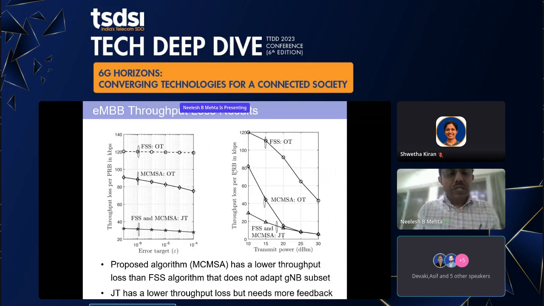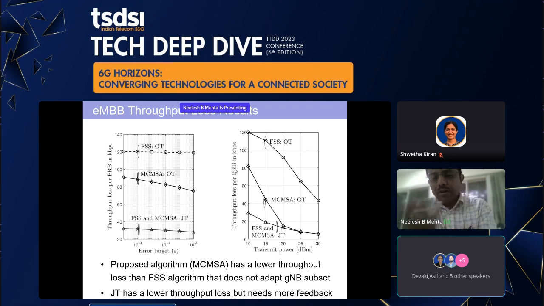Now, this is the part about URLLC. How capable is a deployment of supporting URLLC traffic? This is the other flip side, which is how much does a URLLC deployment hurt eMBB users, so eMBB throughput loss. So I'm again showing throughput loss in kilobits per second per PRB as a function of the error target. It basically ranges from 10 power minus 4 to 10 power minus 8. Again, similar trends. You will see that as the error rate requirement is relaxed, the throughput loss comes down.